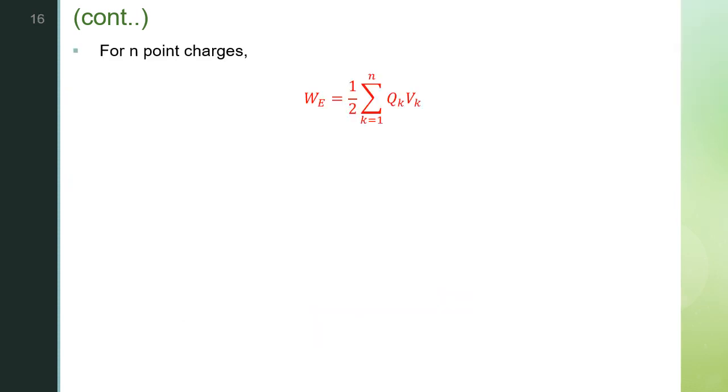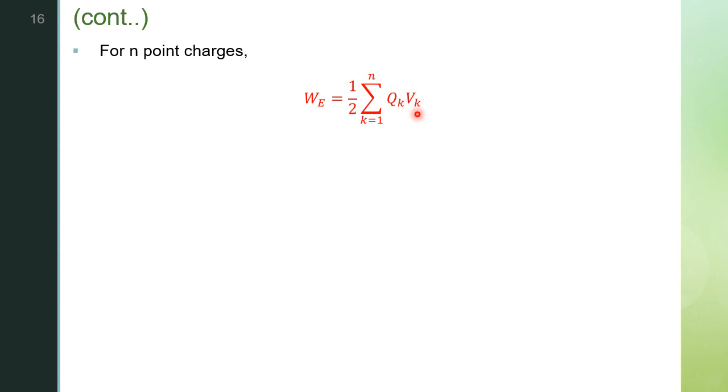Thus, we can generalize the equation for work for a system of n charges as W_E equal to half into summation k equal to 1 to n Q_k V_k, where Q_k denotes the n point charges and V_k is the potential at points P1 to Pn. Now, this is the case when we are considering discrete charges.